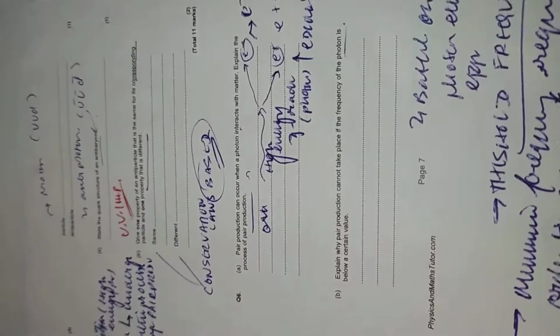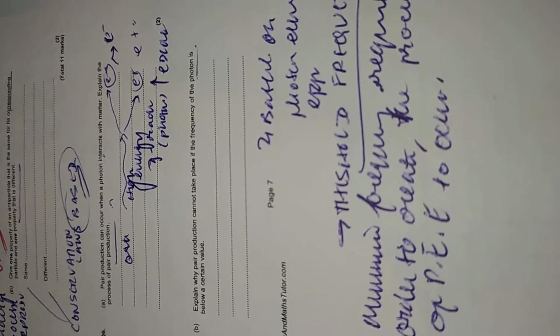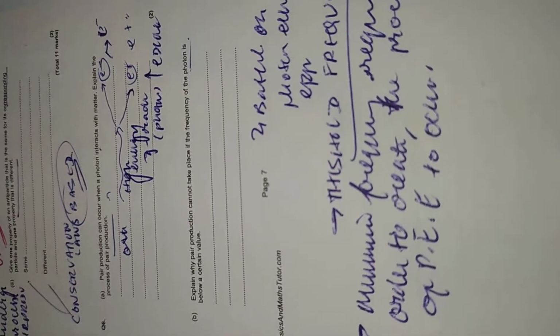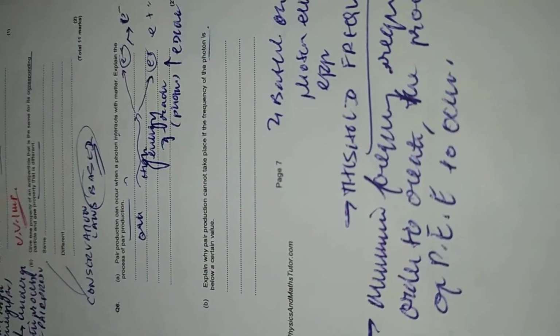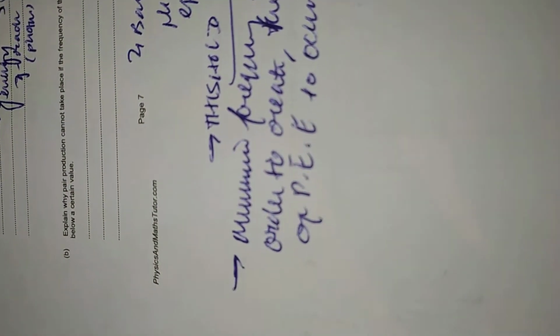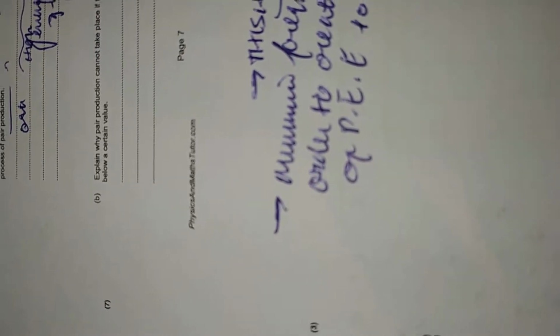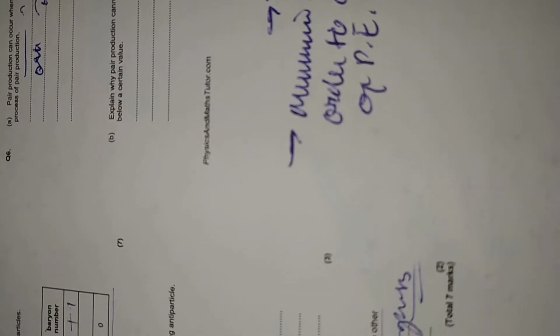Now we come on to question number 6. Question number 6 is very, very important. This is our last question of the actual topic of the question paper. Now, we see that pair production can occur when a photon interacts with matter. Explain the process of pair production. According to the mark scheme, pair production is defined as a process when a photon interacts with the orbital electrons, or you could say the nucleus or atom. The energy of the photon is used to create the particle and antiparticle pair.